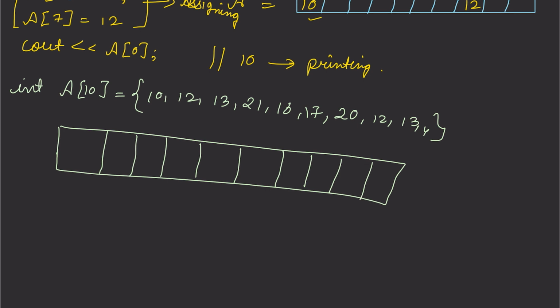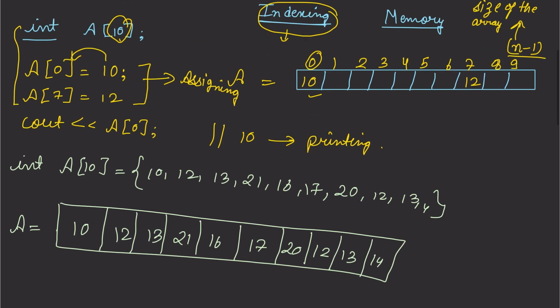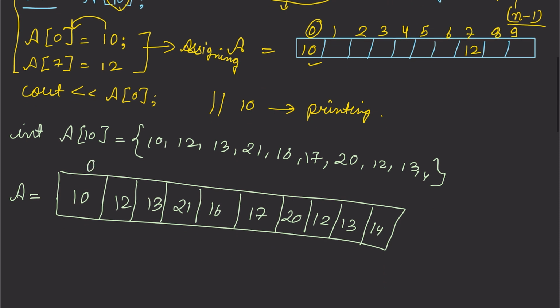Okay, so now an array will be created in the memory like this, and the values are 10, 12, 13, 21, 16, 17, 20, 12, 13, 4. And what is the indexing? You are aware of that. That indexing starts in array from 0. So 0, 1, 2, 3, 4, 5, 6, 7, 8, 9 means n minus 1. Here we have entered 10, so let us consider it as n in general.